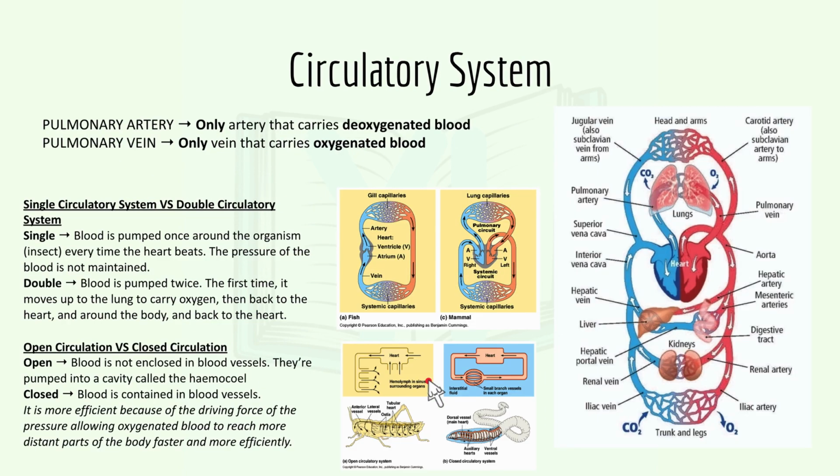And then we have the circulatory system. The pulmonary artery, as we talked about, is the only artery that carries deoxygenated blood, as normally arteries carry oxygenated blood, and the pulmonary vein is the only vein that carries oxygenated blood. Here's the single circulatory system versus the double circulatory system. You can have a read. And the open circulation versus closed circulation.